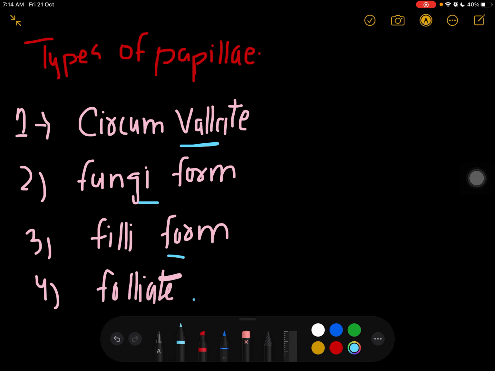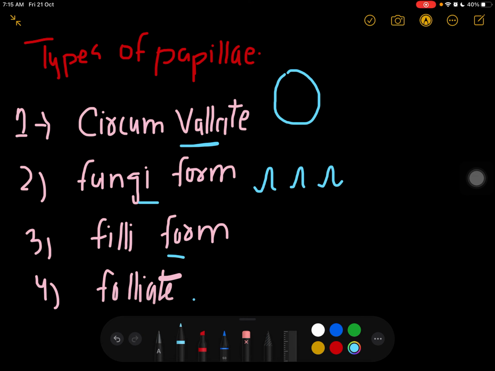Let's talk about some basic characteristics of these. Circum, what does that mean? Circum means circle. Fungi: you know the famous fungus, the mushroom. What's the structure of a mushroom? It's something like this. Let me draw this. This is the structure of a mushroom over here.